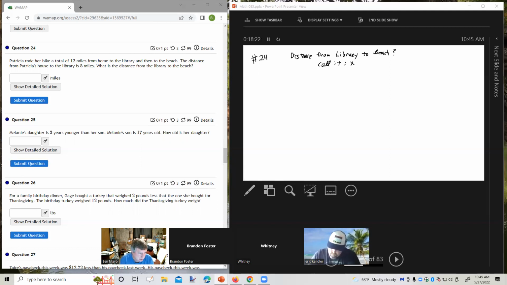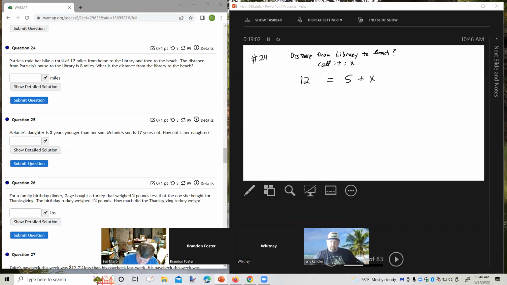Patricia rode her bike a total of 12 miles from home to the library and then to the beach. So from home to the library to the beach is 12 miles. The distance from Patricia's house to the library is 5 miles, and the distance from the library to the beach, we don't know. So the total trip is 12 miles. The first part of the trip is 5 miles. The second part of the trip is the unknown. So we get this equation. Any questions about how I got the equation?